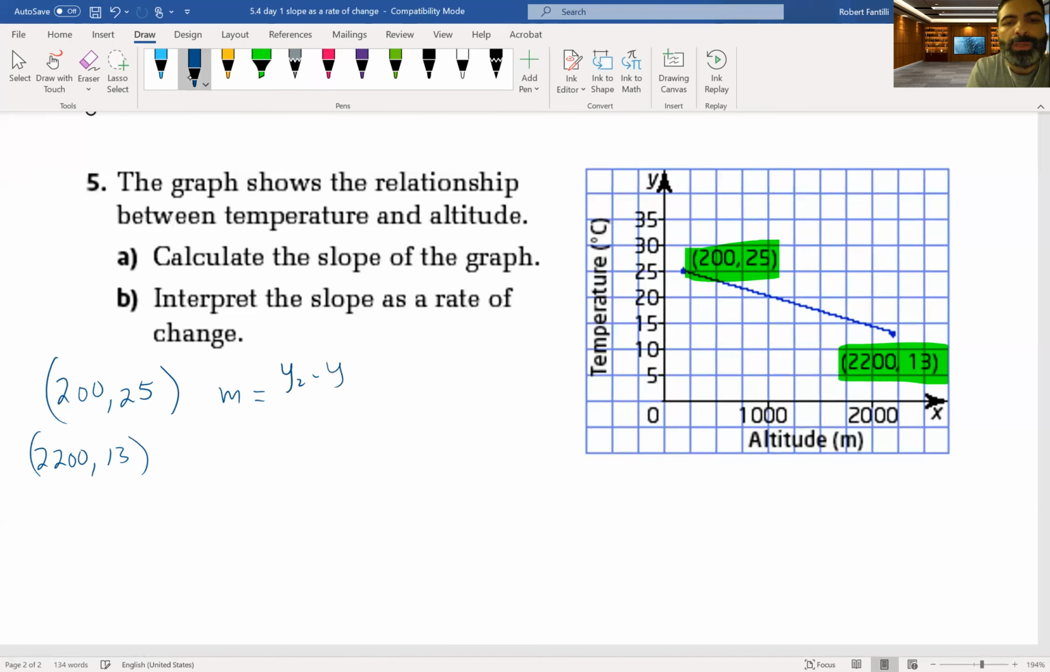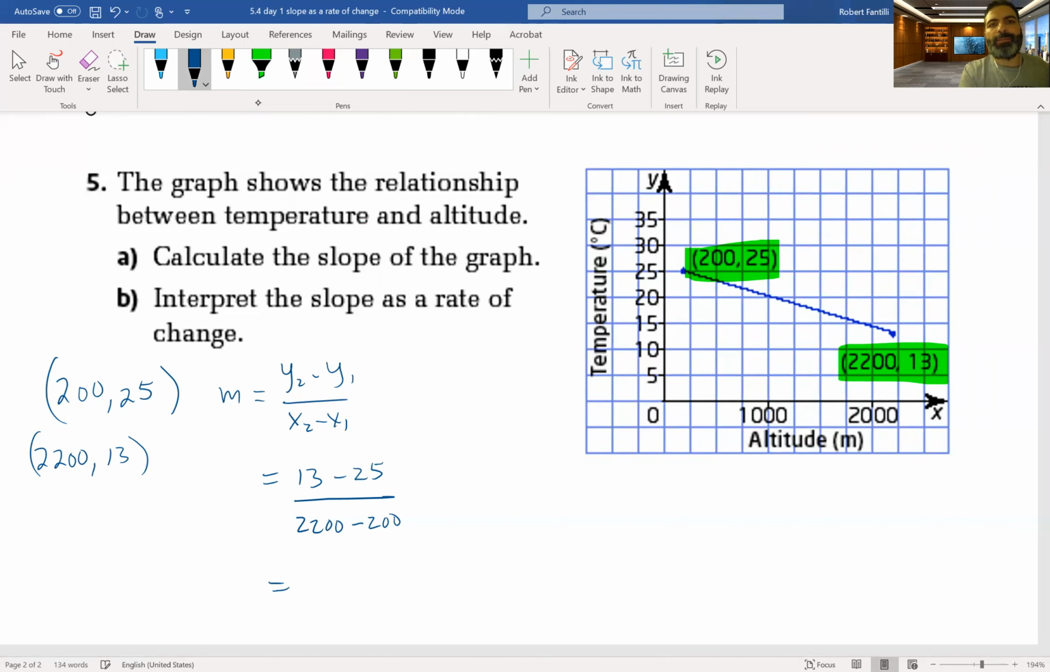again, is y2 minus y1 over x2 minus x1. And we get 13 minus 25, right? I'm going to call these my y's, the 13 and the 25. And my x's are the 2200 and the 200. But I have to follow the same order. Because I use the 13 as my y2, then I have to use my 2200 as my x2. So 2200 minus 200, okay?